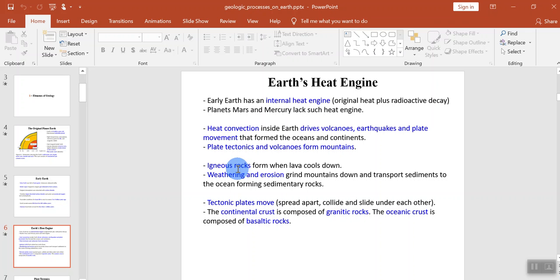We said that igneous rocks formed when lava cools down. Weathering and erosion grind mountains down and transport sediment to the ocean. So we said that volcanoes form mountains, weathering and erosion grind them down. We said that tectonic plates move, they spread apart, they collide, and they subduct one under the other. The continental crust is formed of granitic rocks, while the oceanic crust is composed of basaltic rocks.